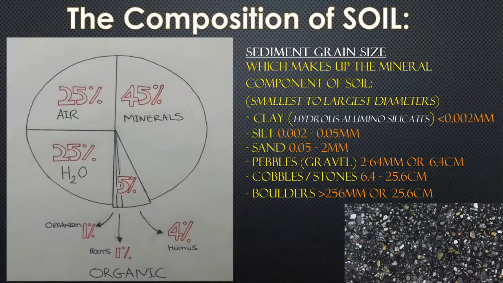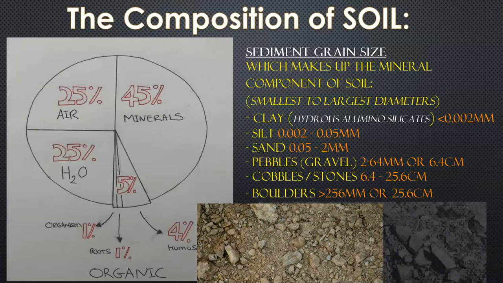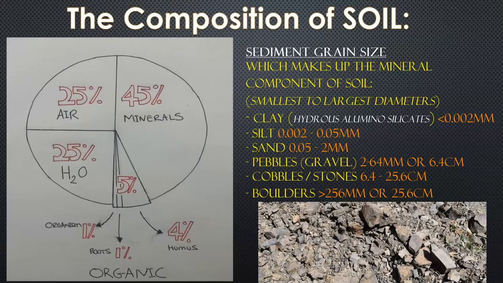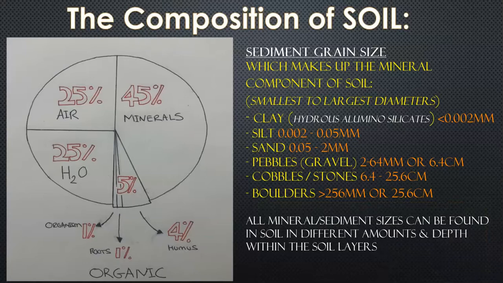Then we get the larger particles, the larger bits of rock, things like gravel and pebbles, which is up to 64 millimeters or 6.4 centimeters. Then we get the cobbles and stones, the larger pieces of rock or pieces of minerals combined. They're between 64 millimeters or 6.4 centimeters to 25 centimeters. Then we get the boulders, the large rocks that are in the soil, in the ground, which is anything over 25.6 centimeters or 256 millimeters, which is classified as boulders. Now, all of these can mix in with the soil, but that's the largest component.